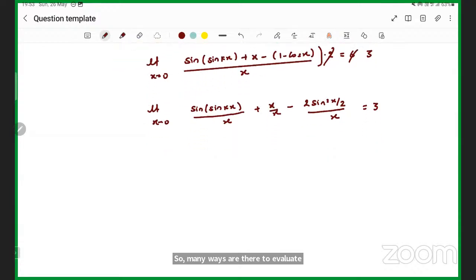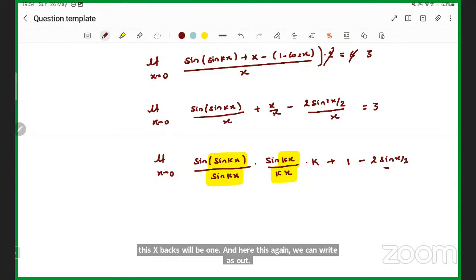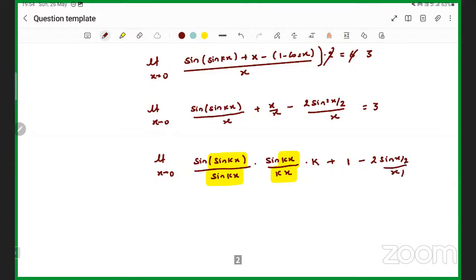But quickly, we can write limit x tends to 0, sine of sine kx. Here we can divide by sine kx, multiplied by sine kx, kx and k. Basically, we have made an attempt to ensure that the argument written over here remains the same as what is written over here. So we have got this quantity. Now if we proceed, this x by x will be 1, and this again we can write as 2 sine x by 2 by x by 2 whole square.